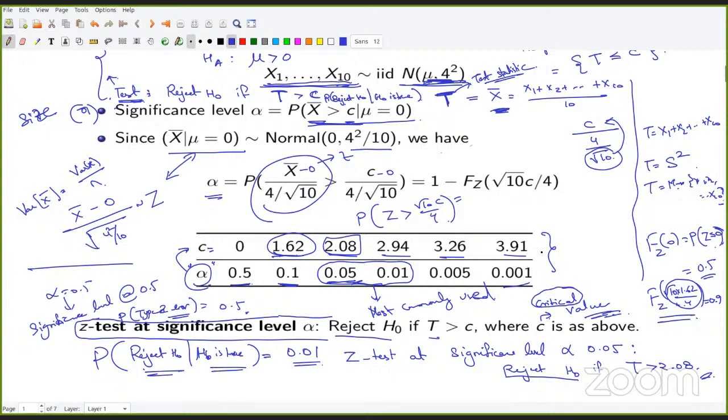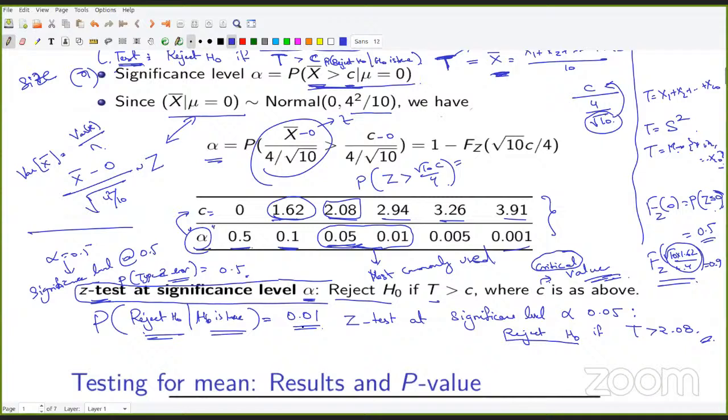So Z tests are always performed with some significance level alpha, which we will give you. We ask you to test the mean at a significance level of 0.05. Usually if you see the questions, you will find the alpha value is given at every place. Using the alpha value, you find the value of c. So this is one way if you don't know the p value.